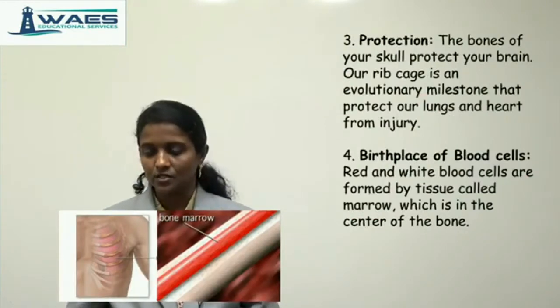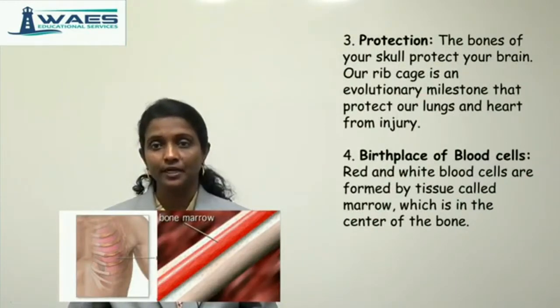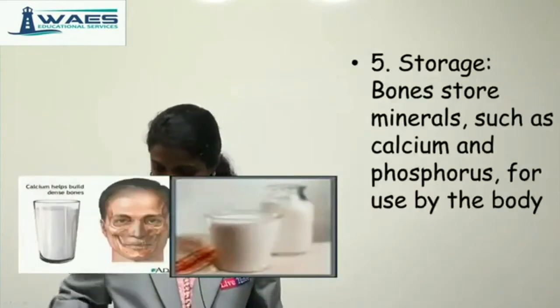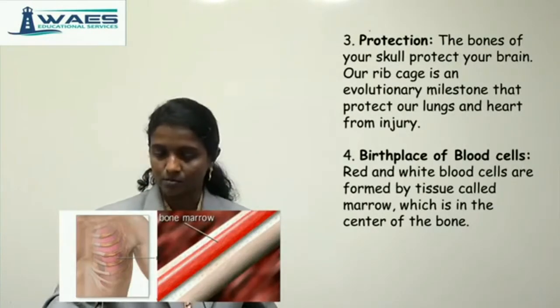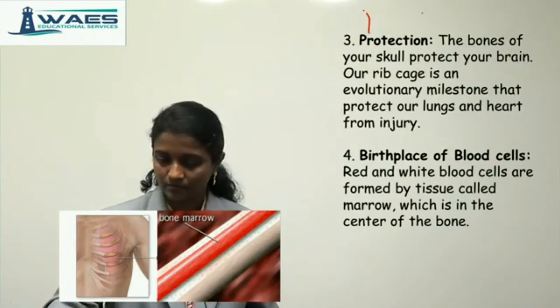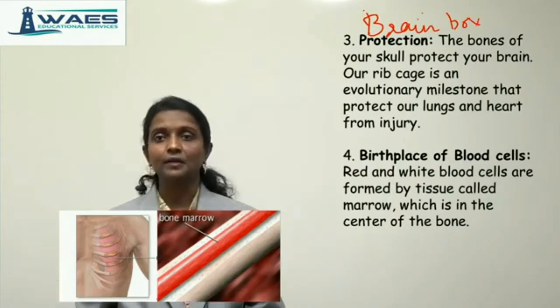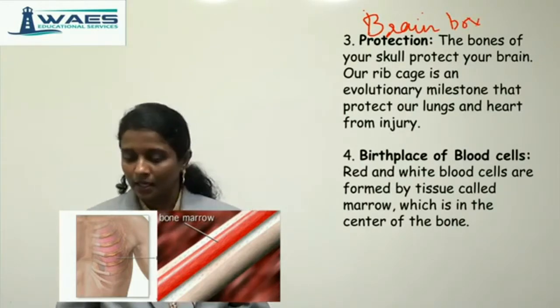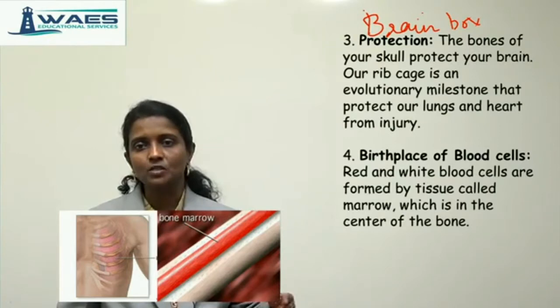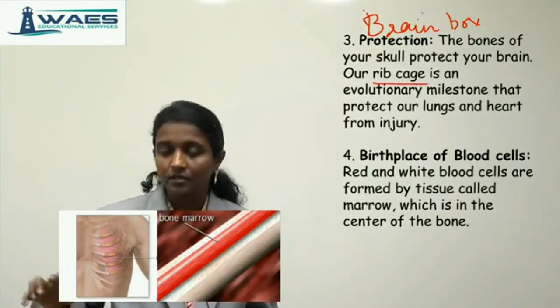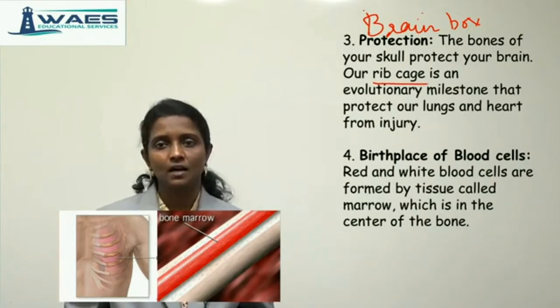And protection. The bones of your skull protect your brain. Definitely the cranial box. We call the cranial box the brain box, isn't it? The brain box is nothing but the cranium. And the rib cage protects the lungs, heart, everything.